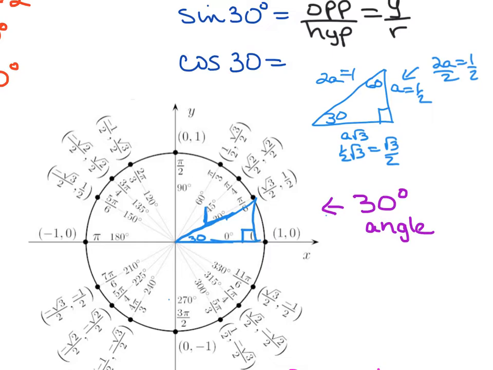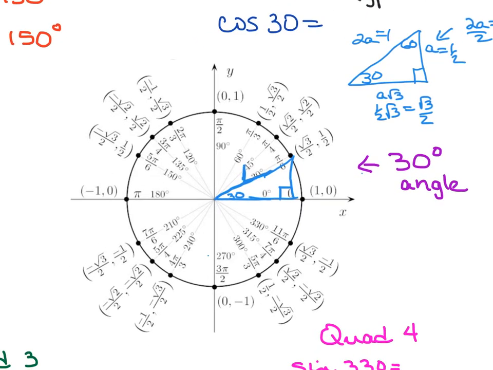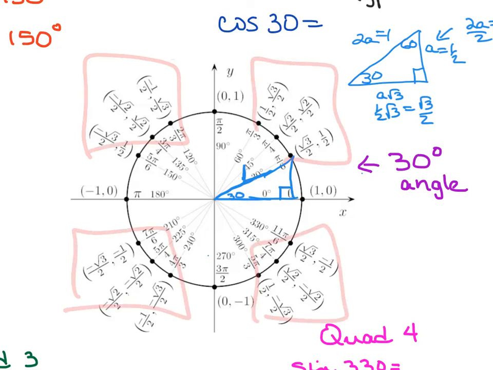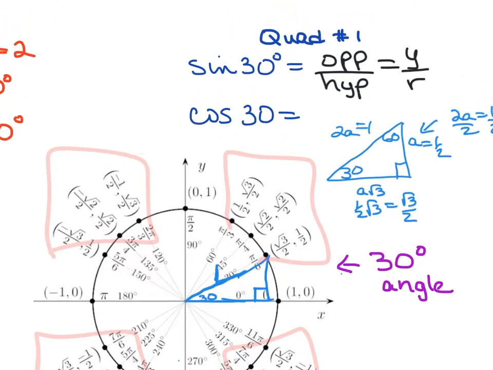So this is why if you memorize the coordinates, sine is always the y of the ordered pair and cosine will be x. So back to my 30. Here are the coordinates for the 30 degrees.